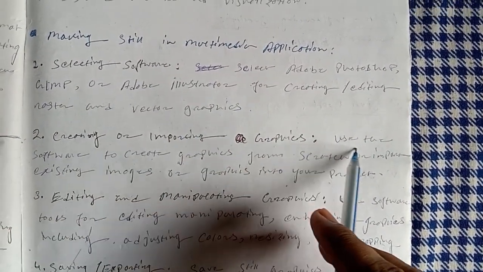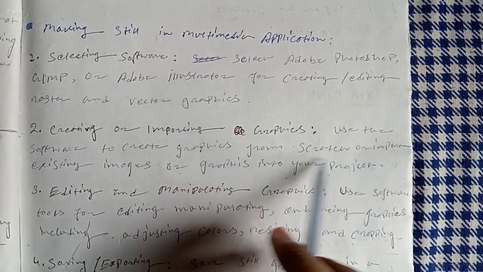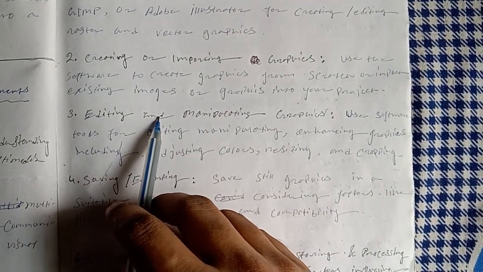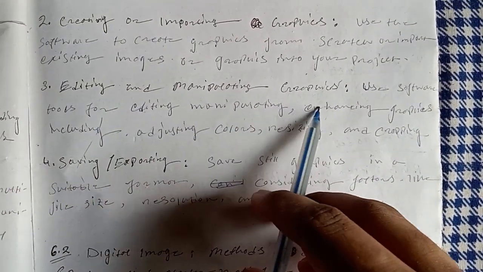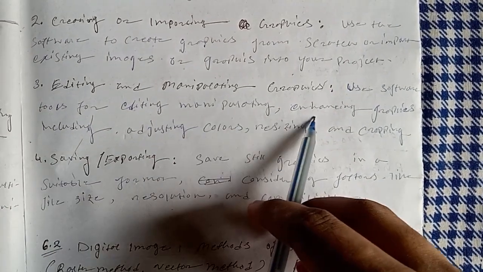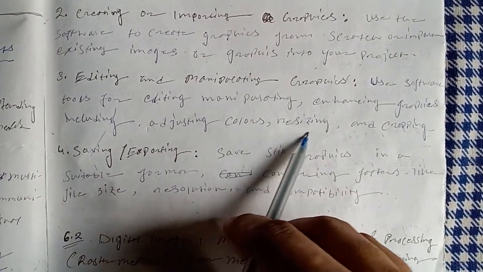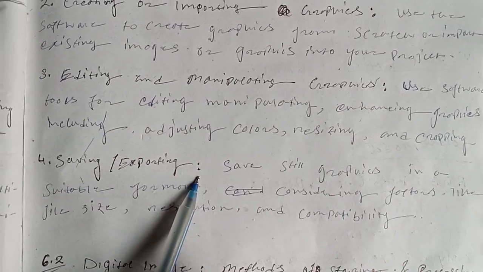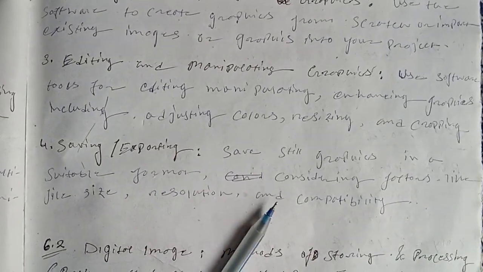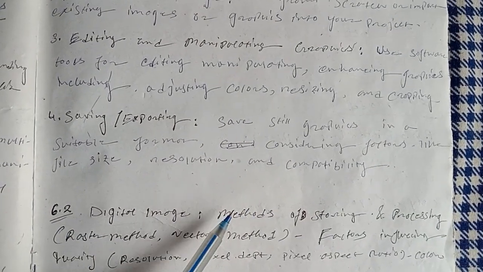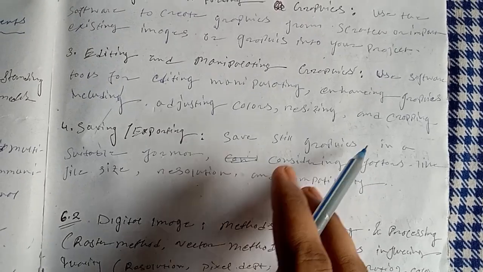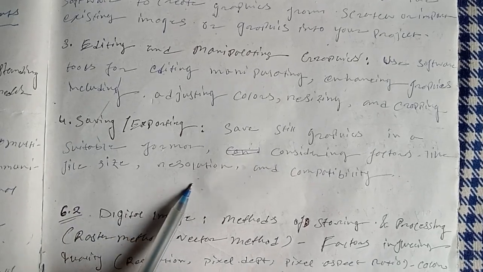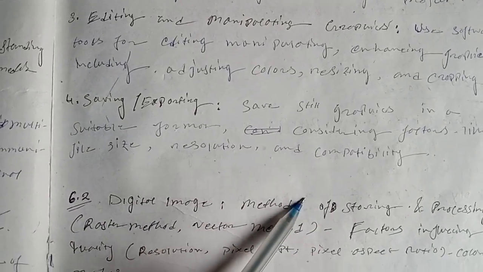Creating or importing graphics: use the software to create graphics from scratch or import existing images or graphics into your project. Editing and manipulating graphics: use software tools for editing, manipulating, and enhancing graphics, including adjusting colors, resizing, and cropping. Then saving or exporting: save still images in a suitable format, considering factors like file size, resolution, and compatibility.